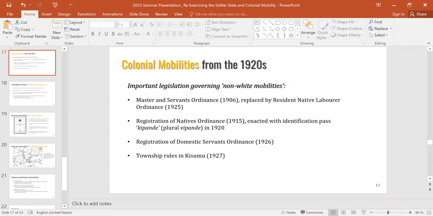Lastly, from 1927, Kisumu and other urban areas introduced township rules to regulate African vagrancy and crime in the city. Africans were prohibited from living outside of allocated zones and mostly banned from entering other neighborhoods unless working in Asian or European households. In Nyanza, most of the legislation constraining non-white mobilities was applied only to Africans or Arabs, and it was done so in the context of labor questions.